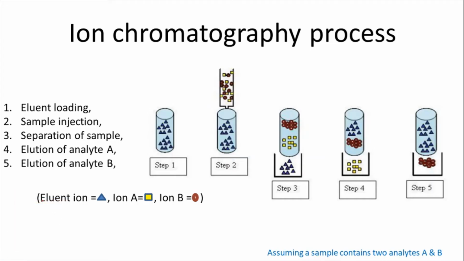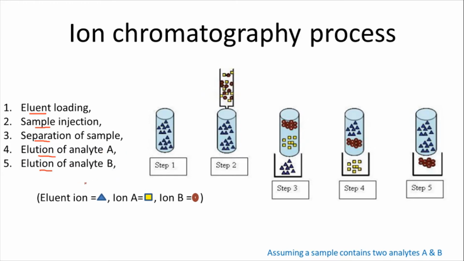The ion exchange chromatography consists of five important steps. One is eluent loading, sample injection, separation of sample, elution of analyte A, elution of analyte B. So now we are considering only two types of analytes. That's why I am putting elution of analyte A, elution of analyte B.